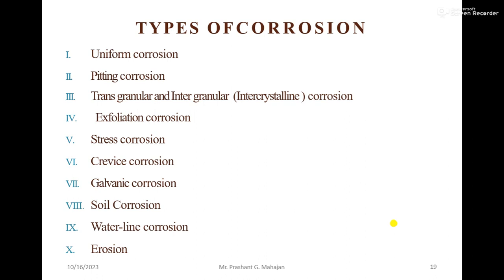Soil corrosion is a part of concentration cell corrosion, that is, the poorly oxygenated part and the more oxygenated part. Same for waterline corrosion. And last is erosion corrosion, that is the liquid flowing over the metal, which is the part of erosion corrosion.